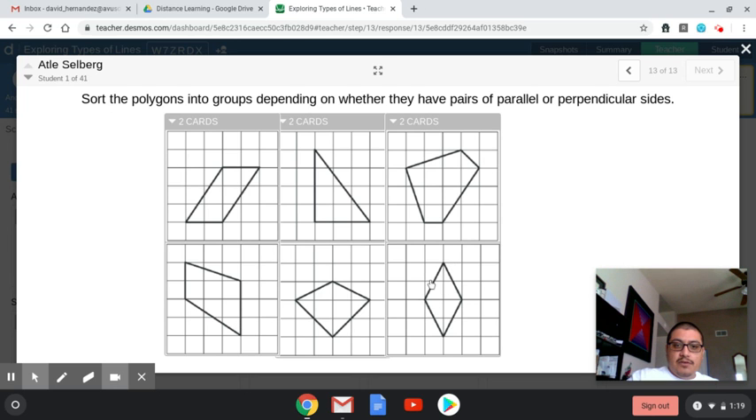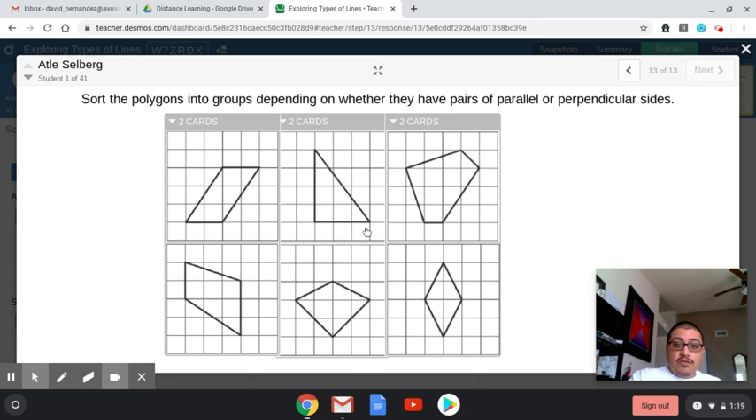Notice from here to here it goes up 1/2, the same thing as this side goes up 1/2. So they have the same slope. And the same thing with these two. This goes down to the right one, down to the right one. So this is a parallelogram. This is also a parallelogram. So these two would go together.